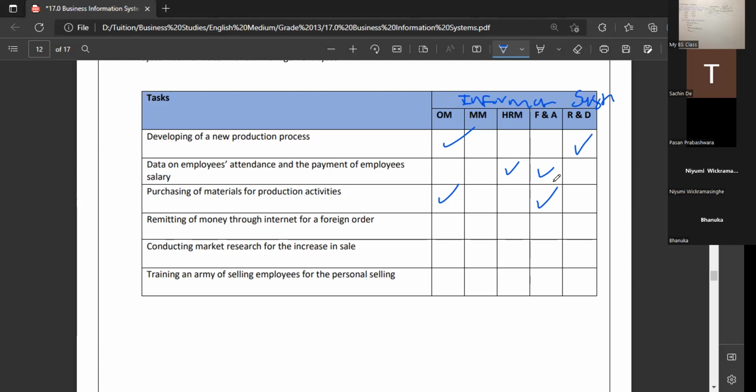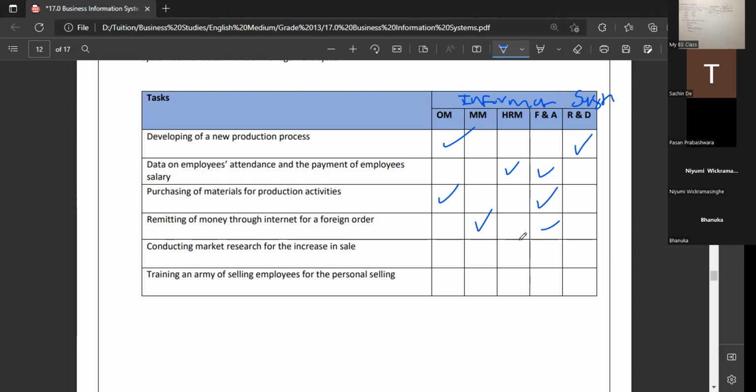And the next one, remitting of money through the internet for a foreign order. Yes, so it's about selling, right? It's about a sale. It's not a local sale, but anyway, it's a sale. So the marketing system is also involved, and to record that, you need F&A. So that comes under total sales, right?